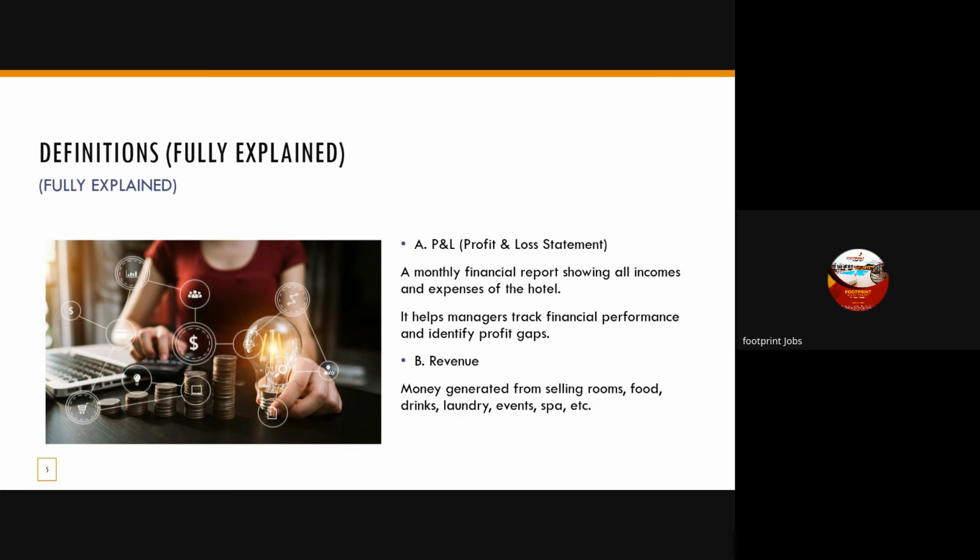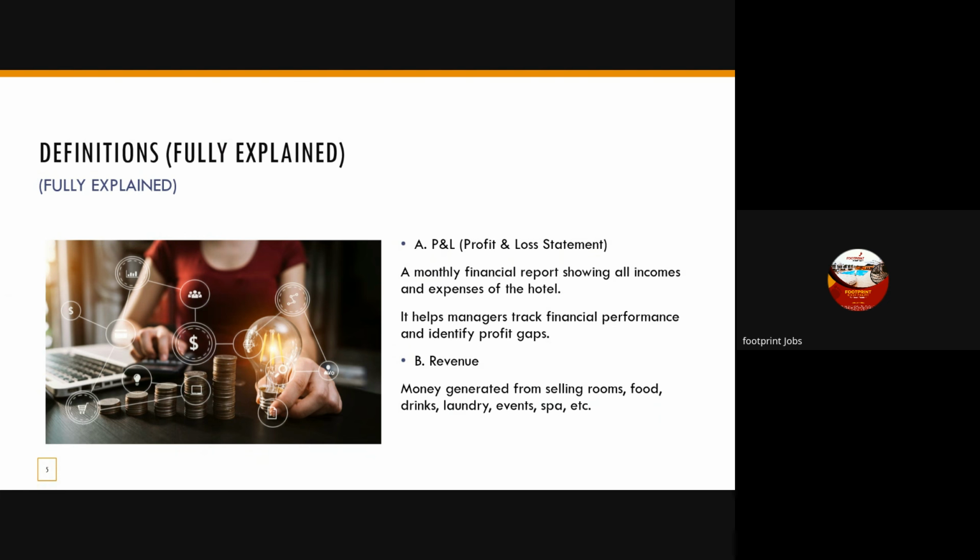Now, number two is revenue. Revenue is simply money generated from selling rooms, food, drinks, laundry, event, and spa. So for items that are very easy, I will not even delve too much on it. I'll just run through because we have other very serious things to talk about. So when we talk about revenue point, in every facility, we have revenue point and we have cost centers. So let me just break it down so you understand. Revenue points are those your outlets that actually bring income into the facility, while your cost centers are those outlets that require that you spend money to service them.